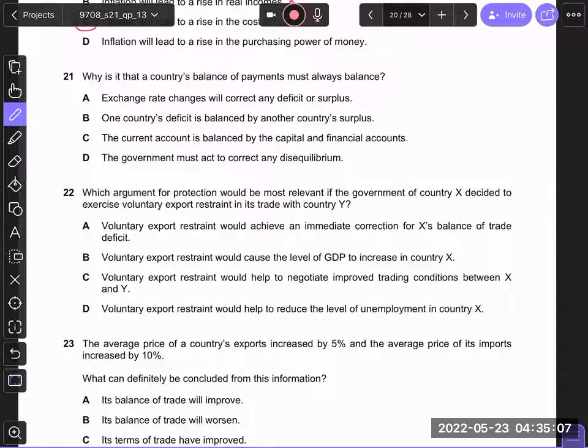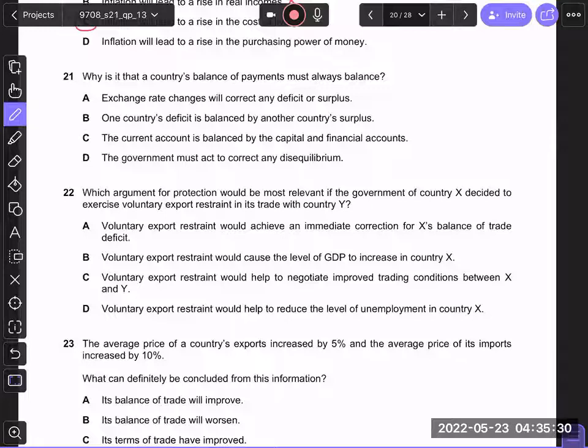Why is it that a country's balance of payment must always balance? हाँ भाई, balance क्यों होना चाहिए आपका balance of payment? Exchange rate changes will correct any deficit or surplus. A country's deficit is balanced by another country's surplus. The current account is balanced by capital or financial account. The government must act to correct any disequilibrium.